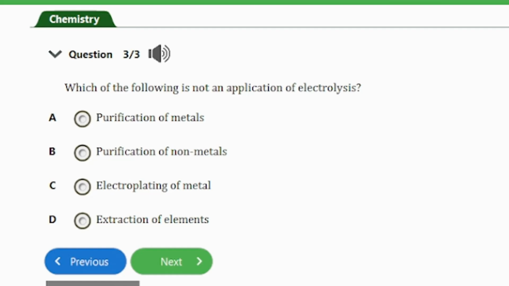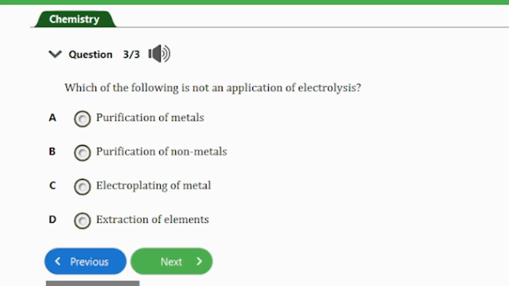It says, which of the following is not an application of electrolysis? A. Purification of metals. B. Purification of non-metals. C. Electroplating of metals. D. Extraction of elements. So guys, the answer to this question is option B, and that's purification of non-metals.